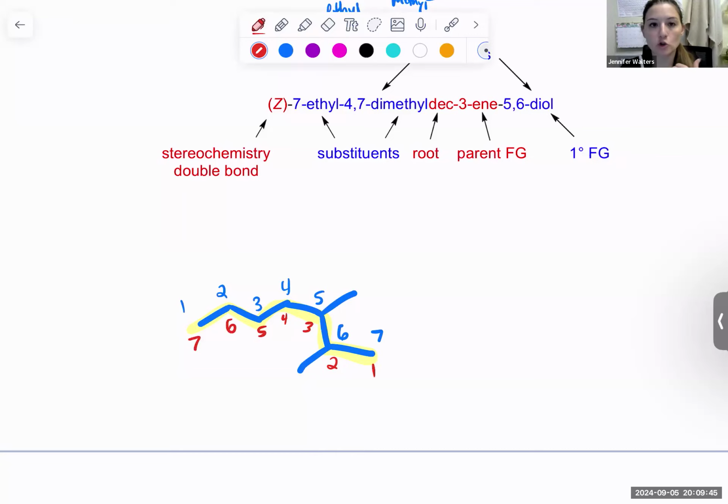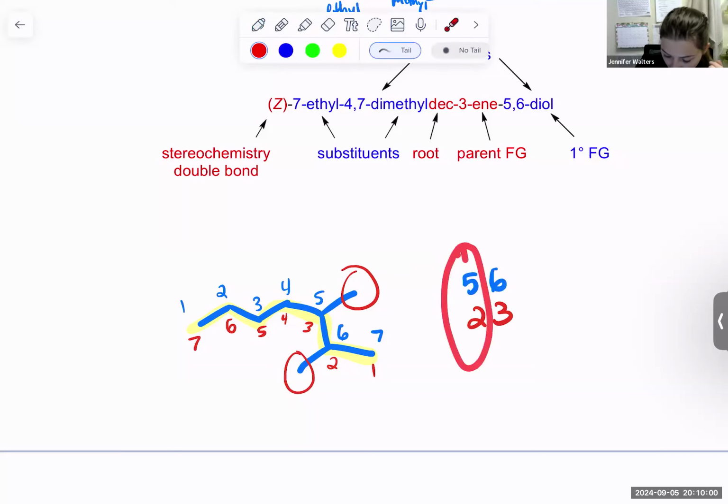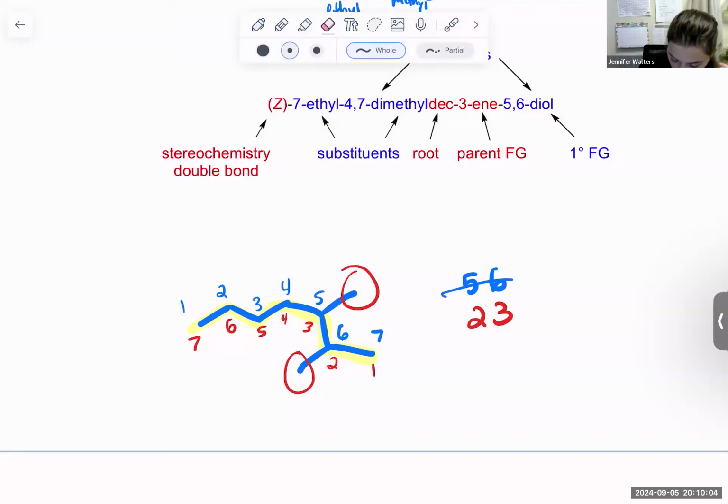Because there's no primary functional group nor any double bonds, I'm going to number this based on the smallest combination of numbers. So my substituents are located at 2 and 3 or 5 and 6. 2 is less than 5. So that means that I'm not going to use 5 and 6. I'm going to use my red numbers. I usually recommend then erasing the wrong numbers. That way you don't confuse yourself.